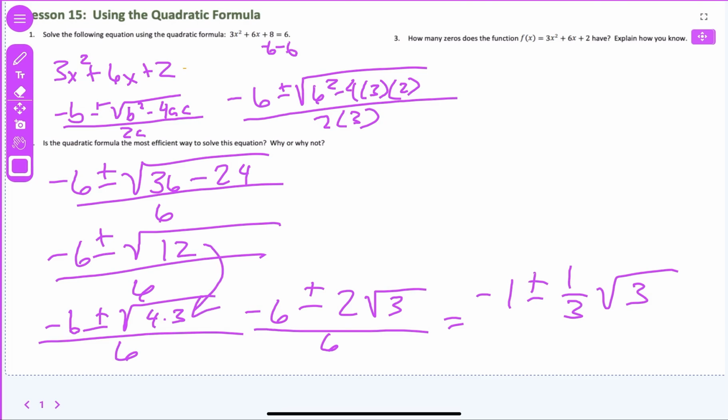12 can be written as 4 times 3, correct? Now I can square root the 4 and get a 2. So I moved it to the outside of the radical. And I left the 3 on the inside. And as I told you yesterday, each one of these terms has to be over 6. Well, negative 6 over 6 is negative 1. 2 over 6 is 1/3. There's your 2 answers.